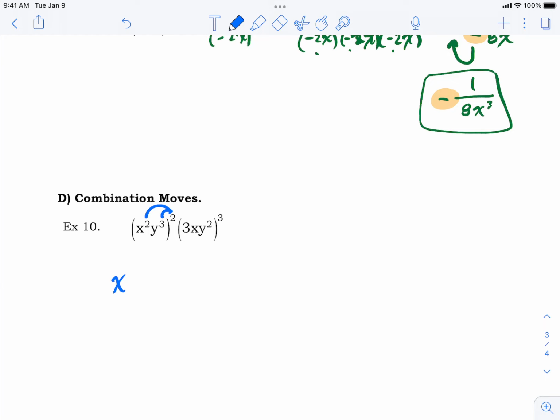So x to the 2 times 2 is 4. y to the 3 times 2 is 6. And then this is all a multiplication, so I can just keep going here. Now, since this is multiplication, I'm making 3 copies of that, 3xy squared, right?